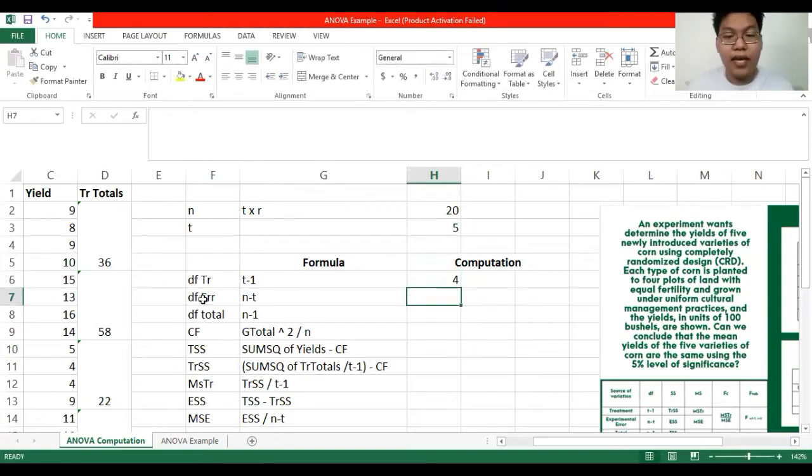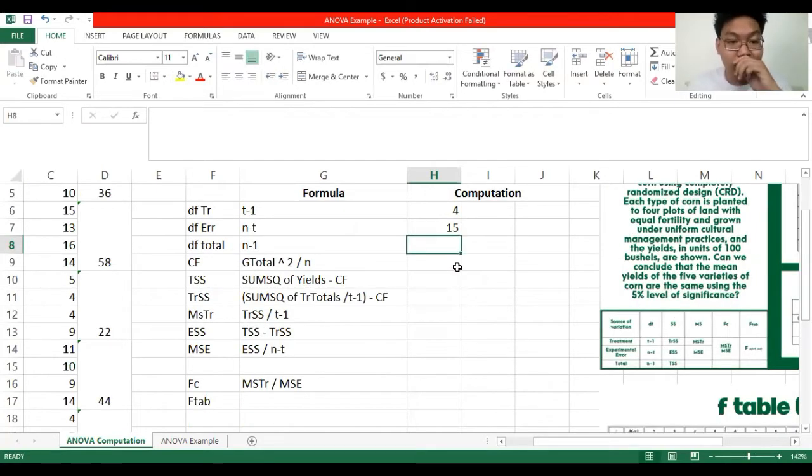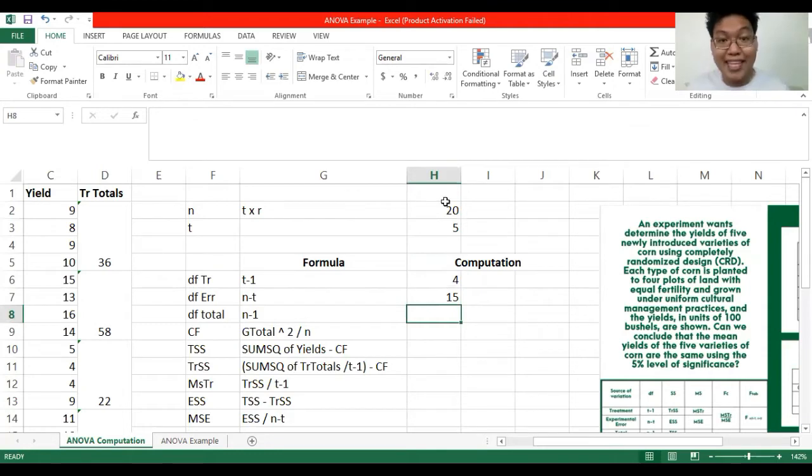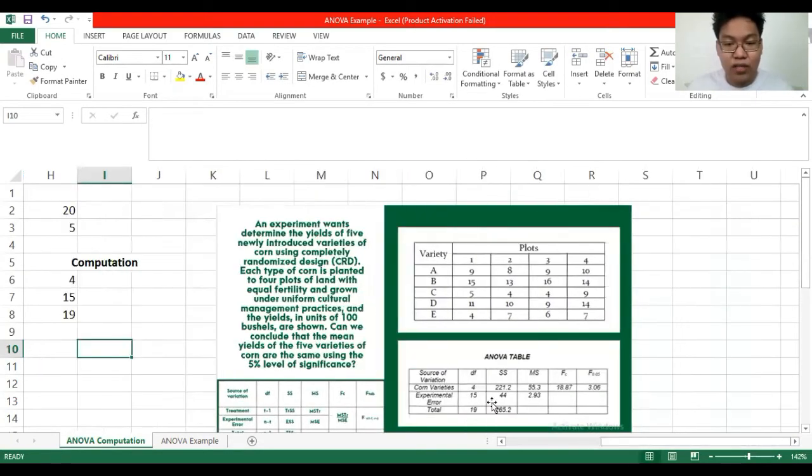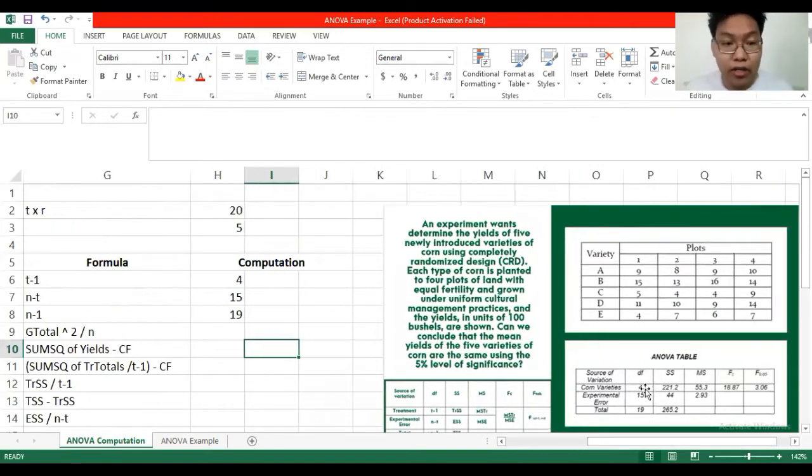For DF of error, we have our N, which is 20, minus our treatment T, which is 5, that will lead us to 15. And for our total DF, it is N minus 1, which is 20 minus 1. Thus, we will arrive with 19. If you compare it here with our final ANOVA table, our answers from when we computed it manually, they are the same: 4, 15, and 19.